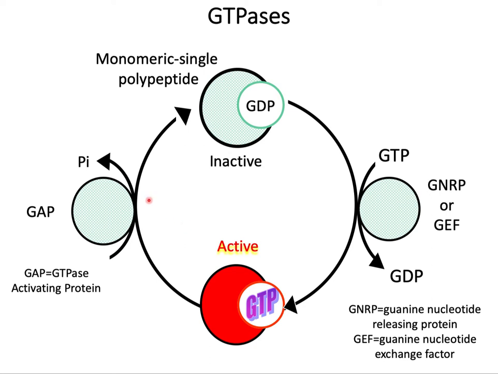Finally, GTPase proteins have an intrinsic activity by which they themselves can hydrolyze the GTP to GDP and therefore shut themselves off as well. The intrinsic pathway is slow, so to speed up this process, a GTPase activating protein, or GAP, can enter the cycle and quickly hydrolyze the GTP back to GDP and therefore back to the inactive state. It can go through this cycle a number of times to regulate various functions of the cell.